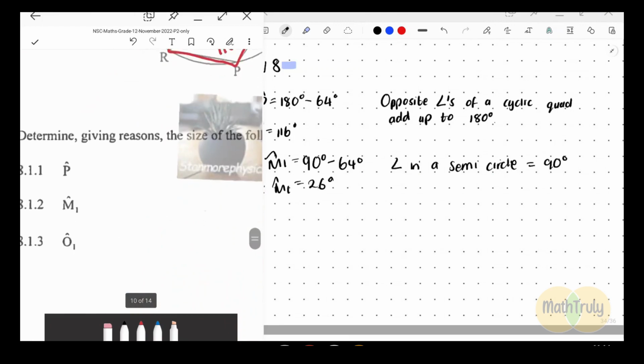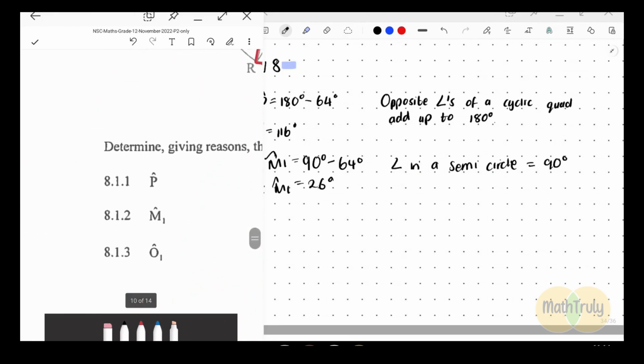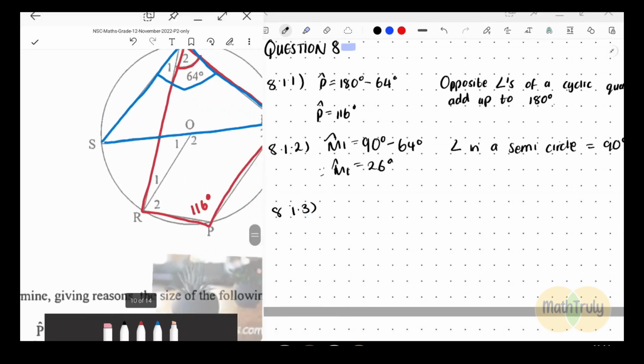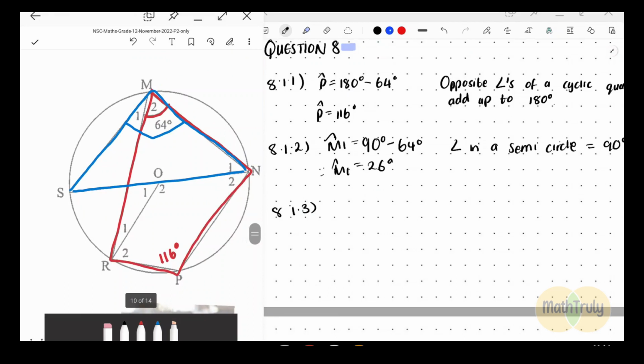Okay, so moving on, last question in this 8.1. We have 8.1.3. We have to determine the size of angle O1. So remember that we have this angle over here now. M1 is 26 degrees, which we found. And now we have to find O1.